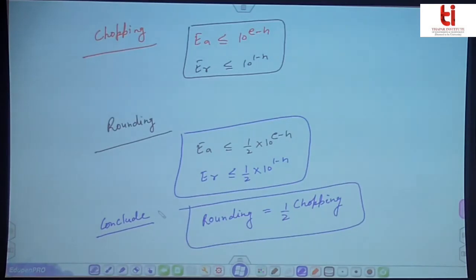Okay, so that's it. The theorem, or we can say the error bound due to chopping and rounding we have discussed, and the proof is over. Thank you.